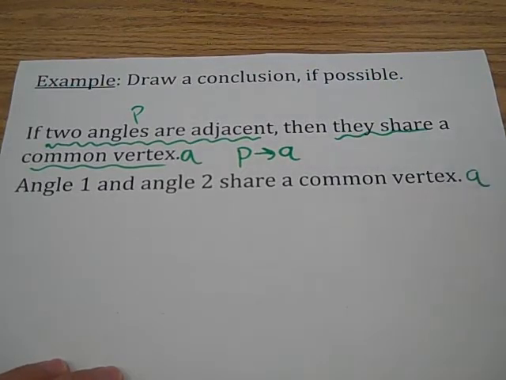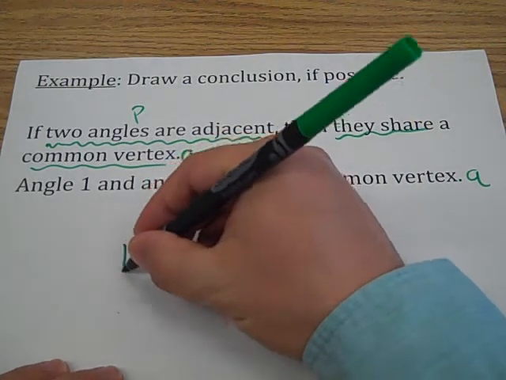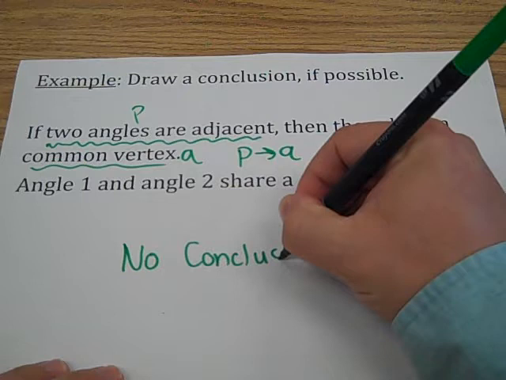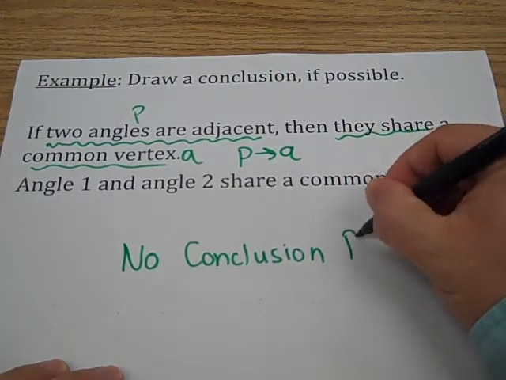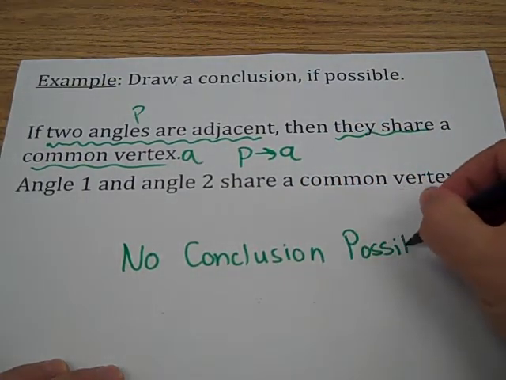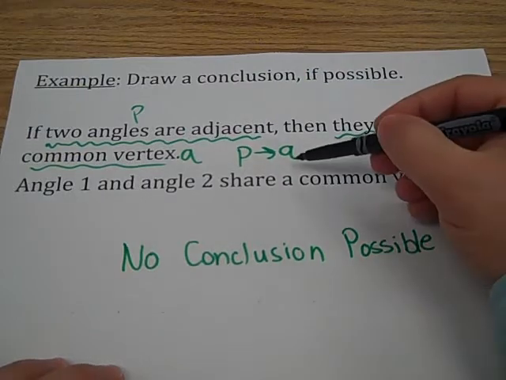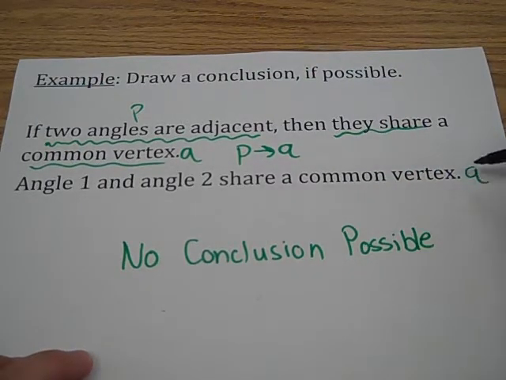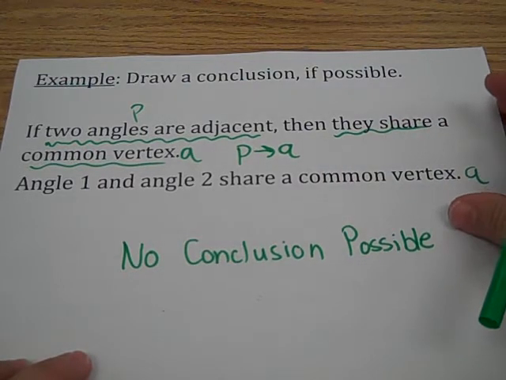That doesn't fit the law of detachment. So we cannot draw a conclusion. So we're going to say no conclusion possible. We have the if P then Q, but the law of detachment says that we need an example of P. But we have an example of Q. It doesn't work that way, so we'll just say that we can't draw a conclusion.